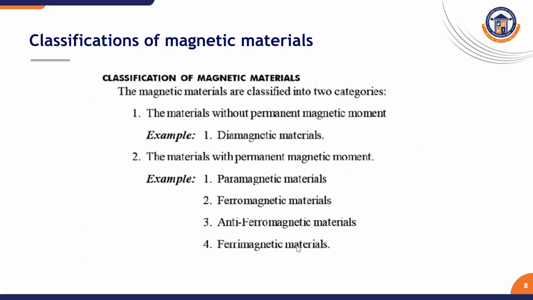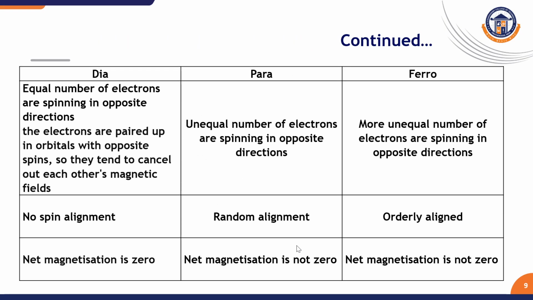Now, let us see the classification of magnetic materials. Magnetic materials are generally classified into two broad categories. The first group consists of materials that do not have a permanent magnetic moment, such as diamagnetic materials. The second group includes those with a permanent magnetic moment, which are further divided into paramagnetic, ferromagnetic, antiferromagnetic, and ferrimagnetic materials. Each of these groups behaves differently when placed in a magnetic field. Let's compare three major types: diamagnetic, paramagnetic, and ferromagnetic materials.